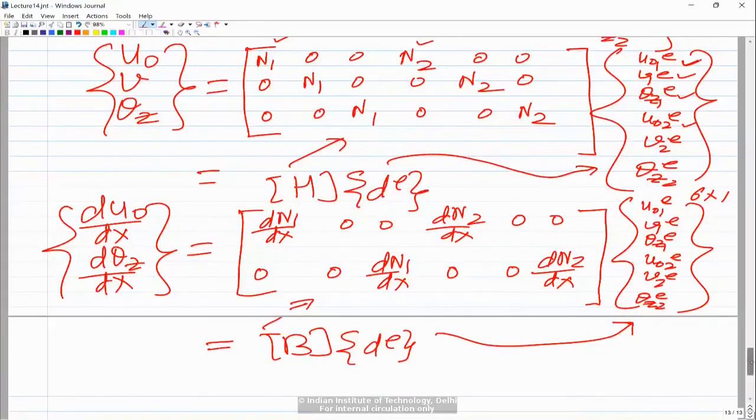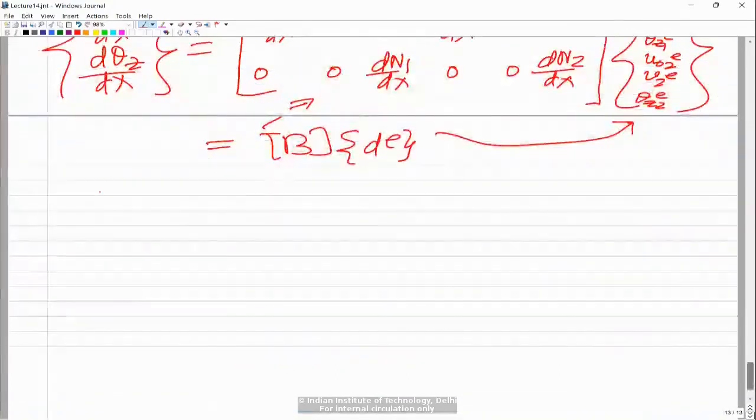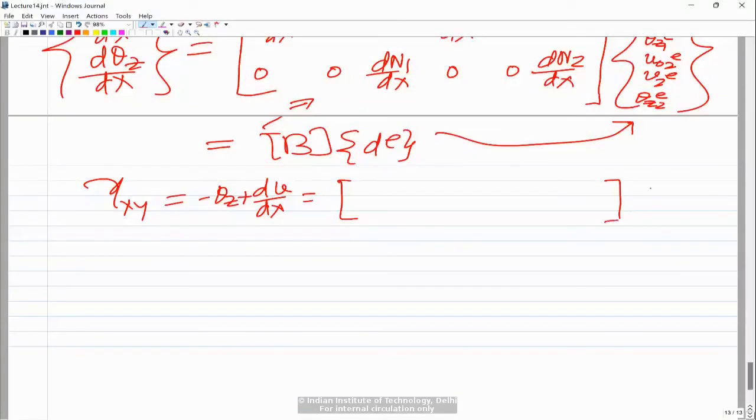Now we have another transverse shear strain. So we have this gamma xy. So gamma xy is minus theta z plus dv by dx. So you already know that. So this is only one row, so we'll have just a row here, and this side will have same 6 degrees of freedom for the element, that is dE. So now this is basically, if you see, dv by dx minus theta z. dv by dx would be written as dn1 by dx into v1e plus dn2 by dx into v2e.